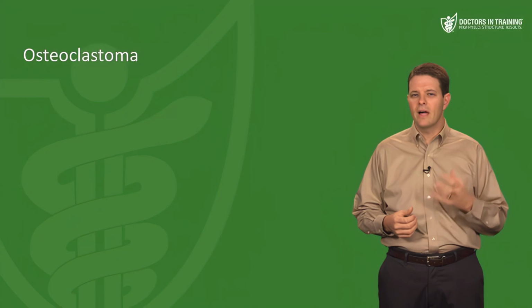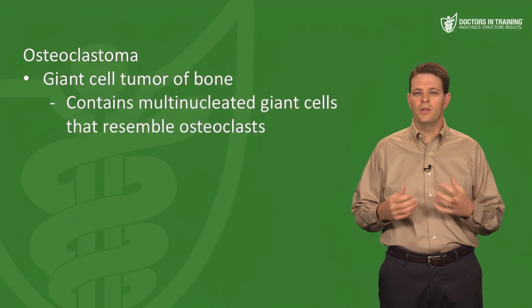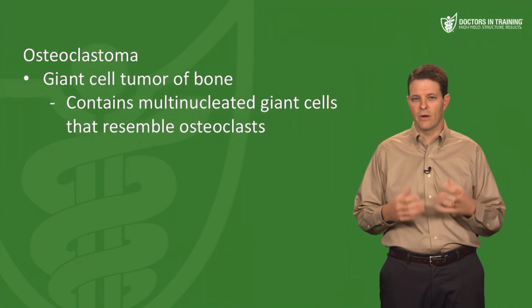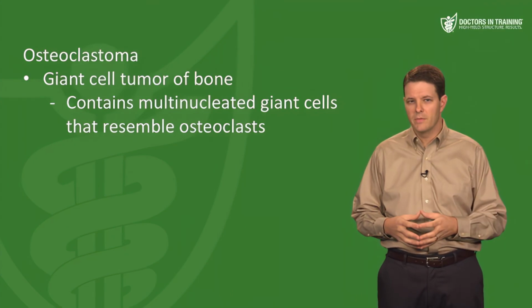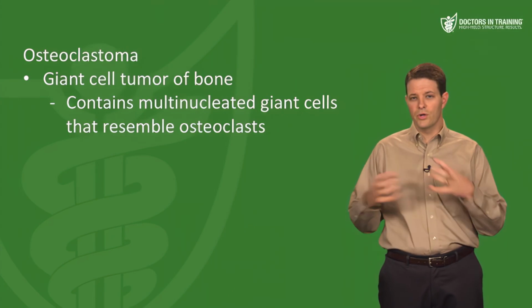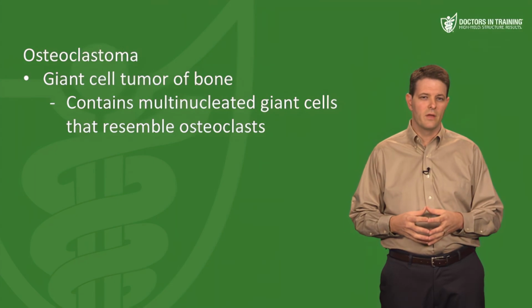Next is an osteoclastoma, or a giant cell tumor of the bone. This is a tumor that contains multinucleated giant cells that resemble osteoclasts, the bone cells that break down the bony matrix. That's why it's sometimes called an osteoclastoma. But it's thought that these giant cells are derived from circulating monocytes that are recruited to the tumor and then sort of changed to resemble osteoclasts.